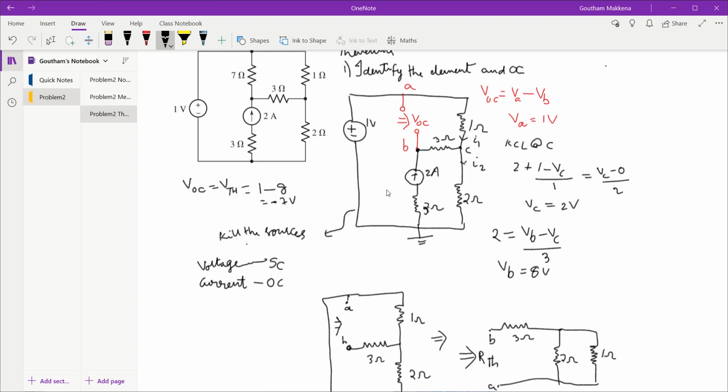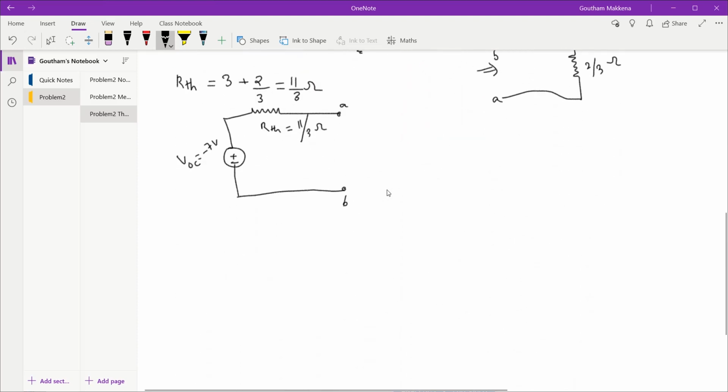Now I plug back the 7 ohm resistor between these two terminals A and B. Now my objective is to find the current through the 7 ohm resistor. So this is very simple. The current I is nothing but minus 7 divided by the total resistance, which happens to be 11 by 3 plus 7. So that would give me minus 21 by 11 plus 21, which is 32.